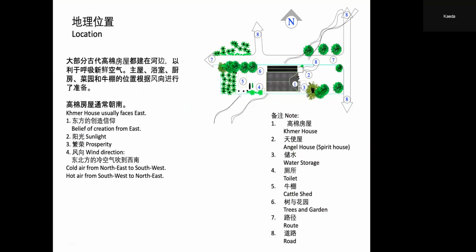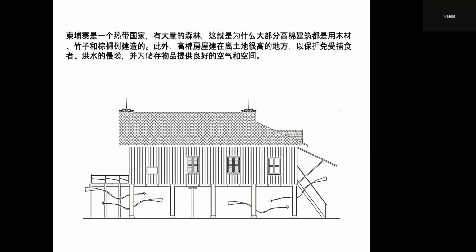Cambodia is a typical country with plenty of forest. That is why most of my houses are built from wood, bamboo, and palm trees. They are built high from the land so that they can better protect against flood and make air and space for storage. The high wood and open ground with walls, leaves, mixed with wood and tar roof.